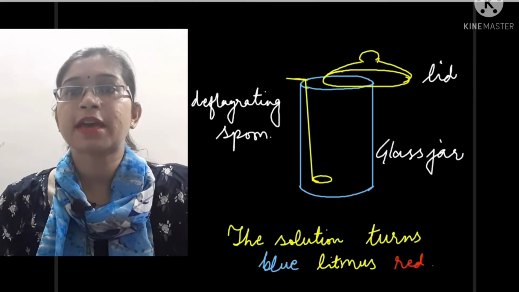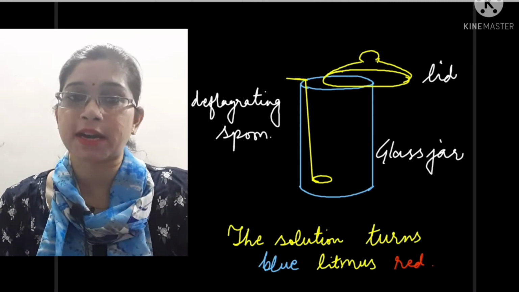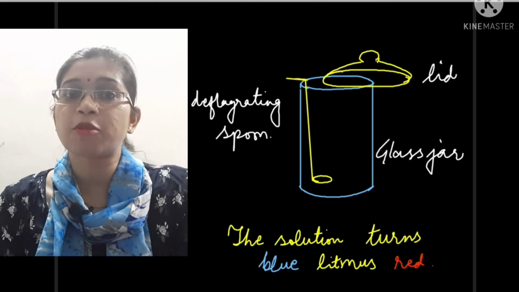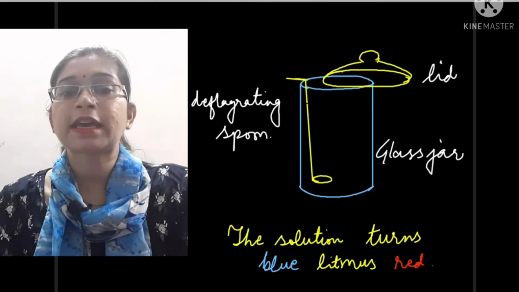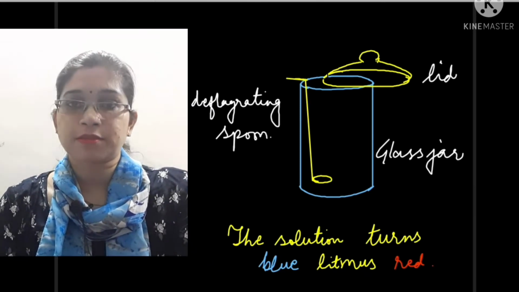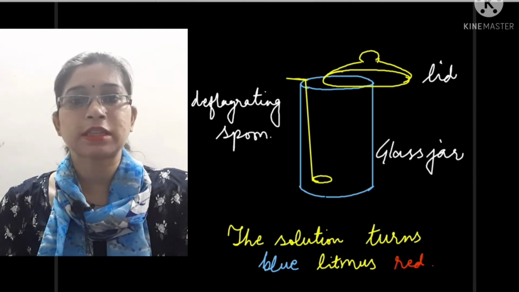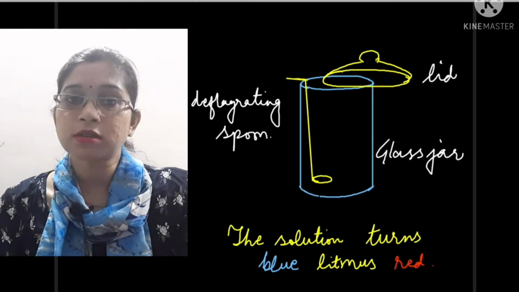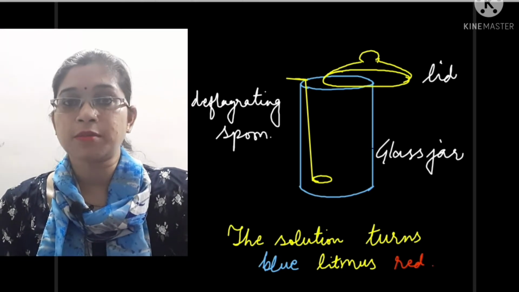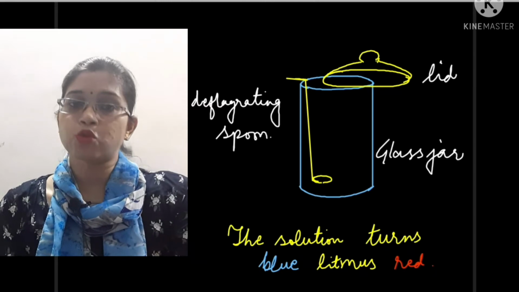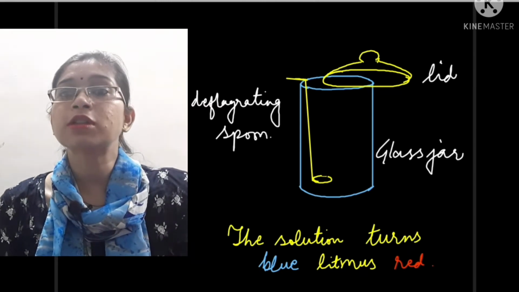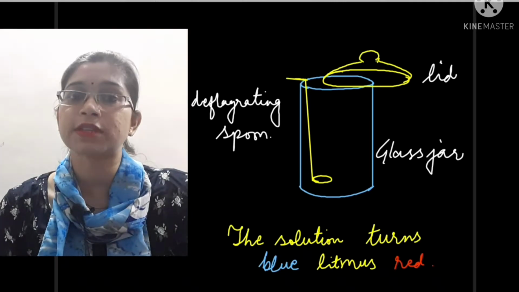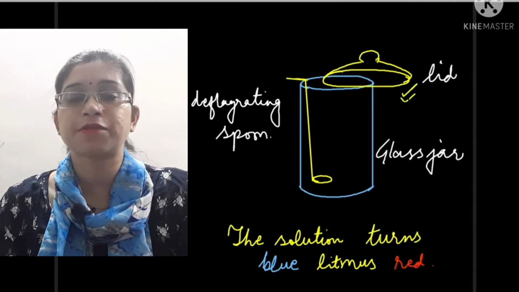In this diagram, we have a glass jar which is transparent. We have this deflagrating spoon which has a special type of bending at one end so that we can hang it in the glass jar. We will take a small amount of sulfur in the spoon and start burning it. When it reacts with oxygen of the air, it starts to produce some fumes. We want this fume not to leave the jar, so we can cover this jar with the help of a lid.